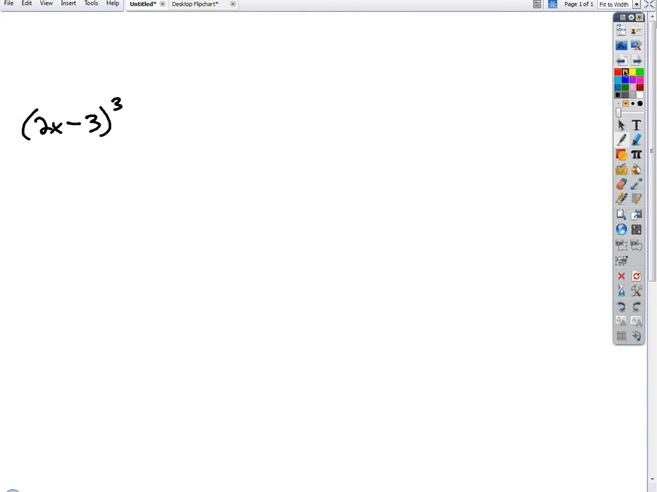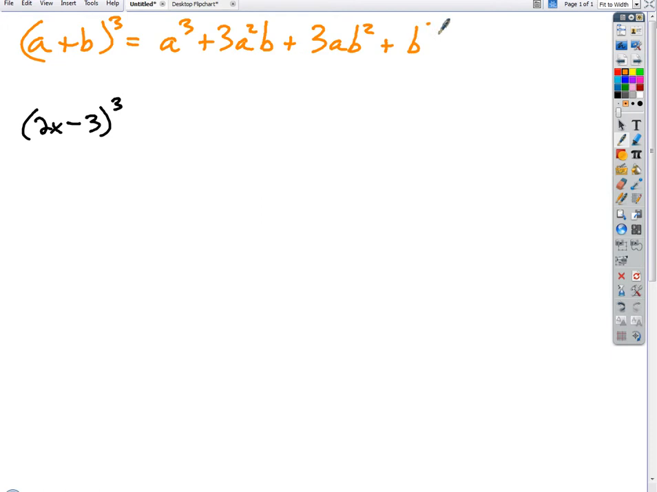So our pattern is a plus b cubed equals a cubed plus 3a squared times b, plus 3a times b squared plus b cubed. Okay, so in this one now, what's our a? This is the critical part. What's our a and what's our b? A is 2x. Good, right? 2x. And b is negative 3. Okay, because subtracting 3 is the same as adding negative 3, right? So b is negative 3.